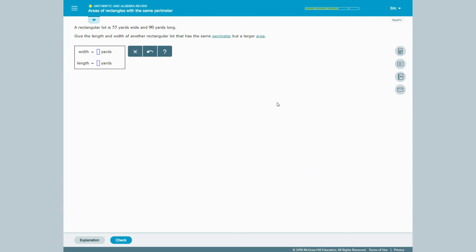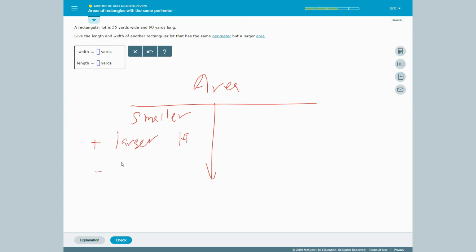Now, with that being said, it makes a problem like this pretty easy. If you want your area smaller, you're going to add to your larger number and subtract that same amount from your smaller number. Basically, you're making your shape into a thinner rectangle. If you want a larger area, you're going to subtract from your larger number and add to your smaller number, making your shape more into a square.